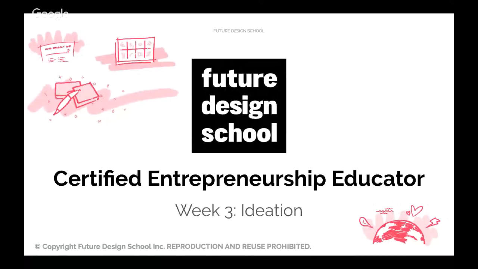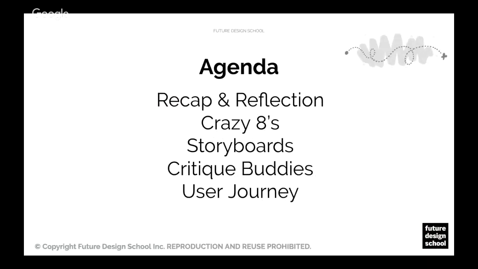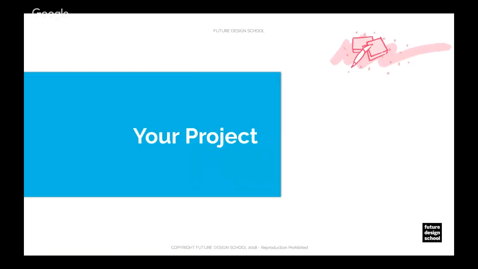This week, we are going to be focusing on ideation. Just to give you a breakdown of the agenda, we'll do a quick recap and reflection. Then we're going to do some ideation through the form of Crazy Eights, and then we're going to build out our ideas through storyboards. We are going to be doing some critiques, which I will assign you a buddy after this, and you're also going to be completing a user journey map.